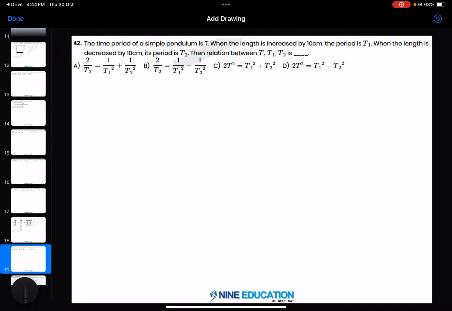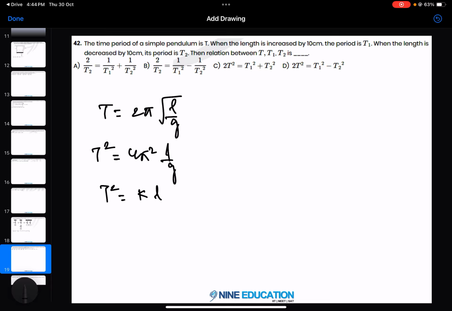Moving on to the next question. It's given time period is T. So time period is 2 pi root L by g. T square is 4 pi square L by g. So T square is some constant into length. Now what is T1 when length is increased by 10?